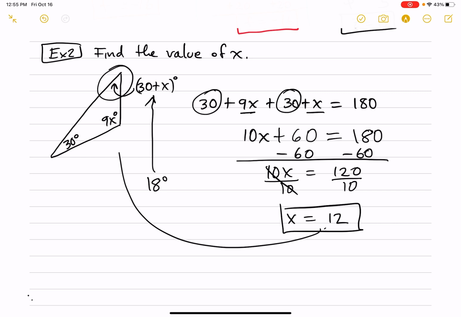If you substitute 12 here where the x is, 9 times 12 makes 108. That makes a big angle measuring more than 90 for sure. So our answer does make sense. This is the right answer.